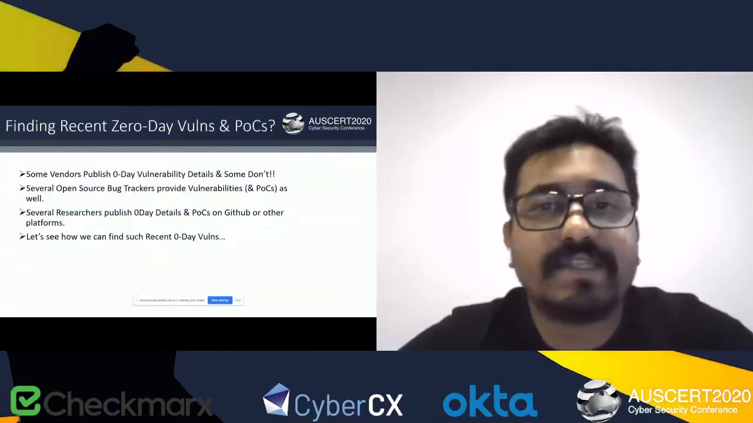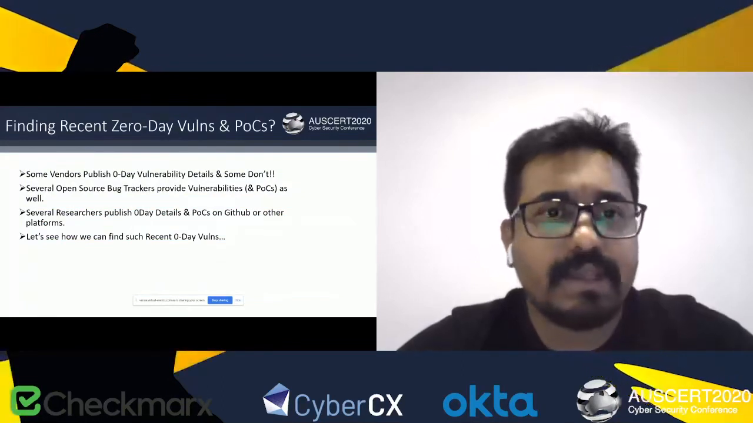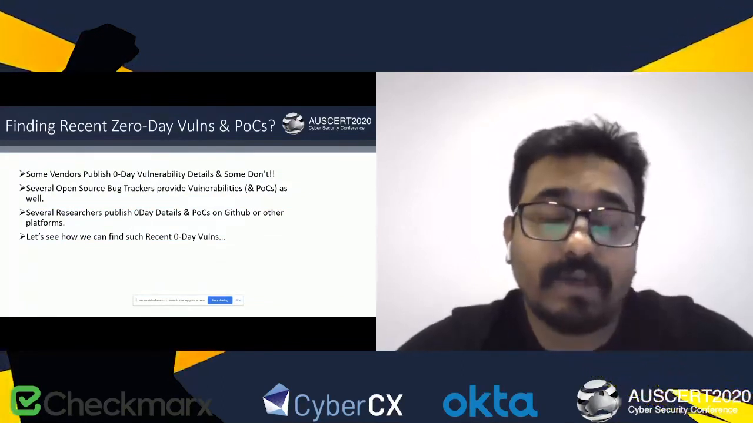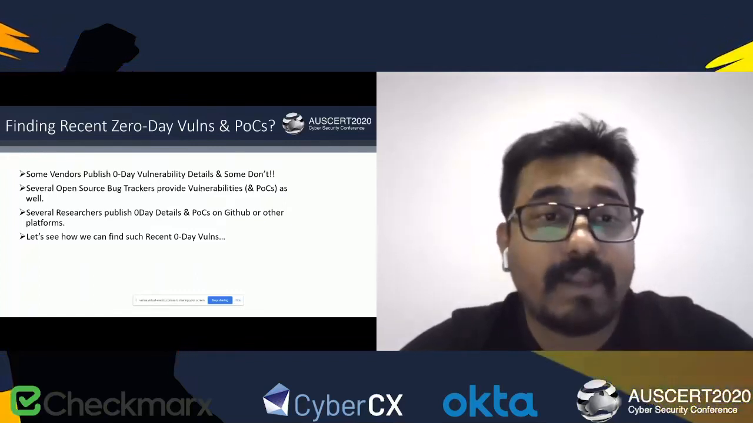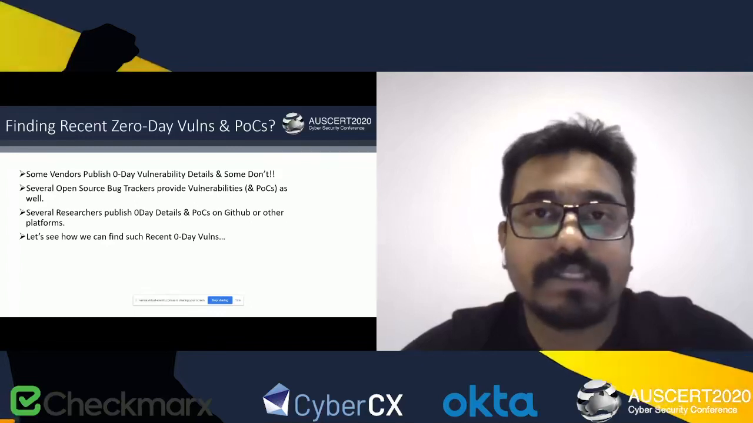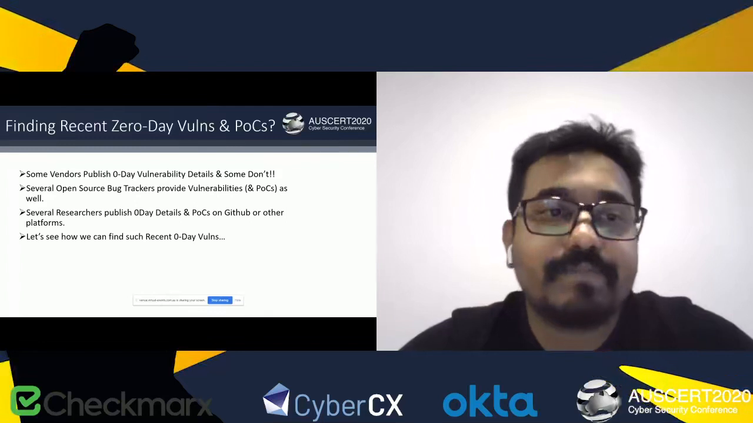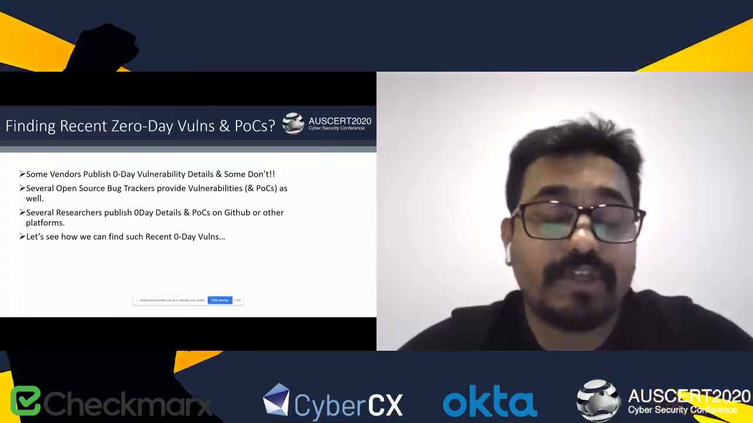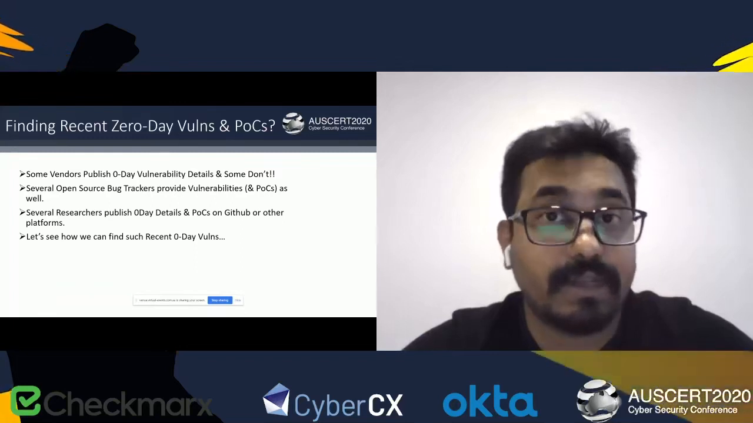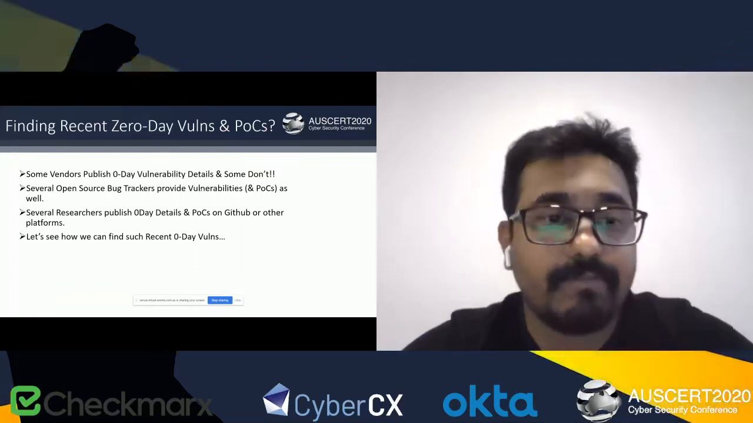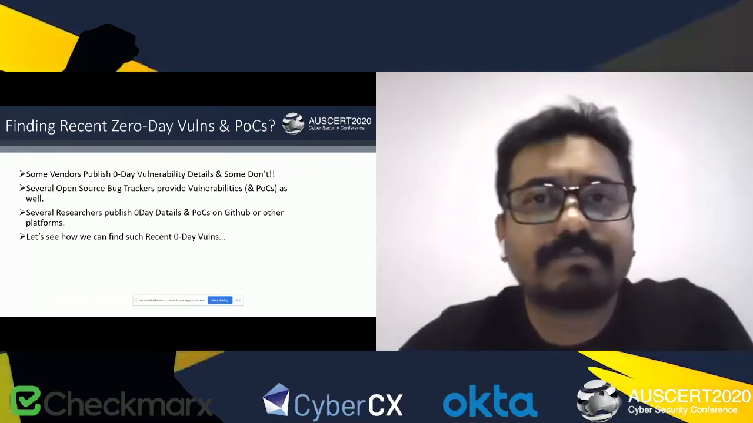So where do we find recent zero-day vulnerabilities and POCs? There are many places. Some vendors publish their zero-day vulnerabilities and some don't. Unfortunately, that's the way it is. Apart from that, you can also check open source bug trackers, which also provide vulnerability details and POC files. Several researchers publish zero-day vulnerabilities and POC details on GitHub, and you can use that to find them. So let's see where we can find such zero-day bugs.